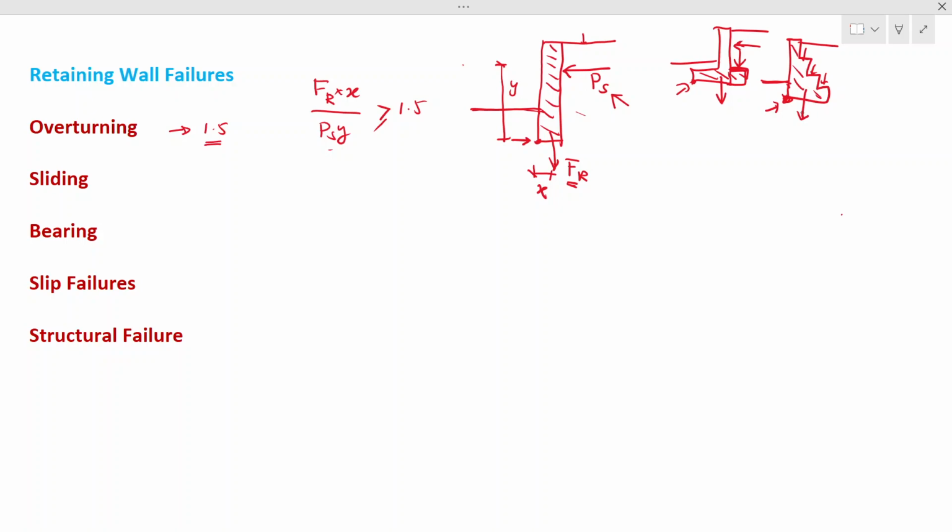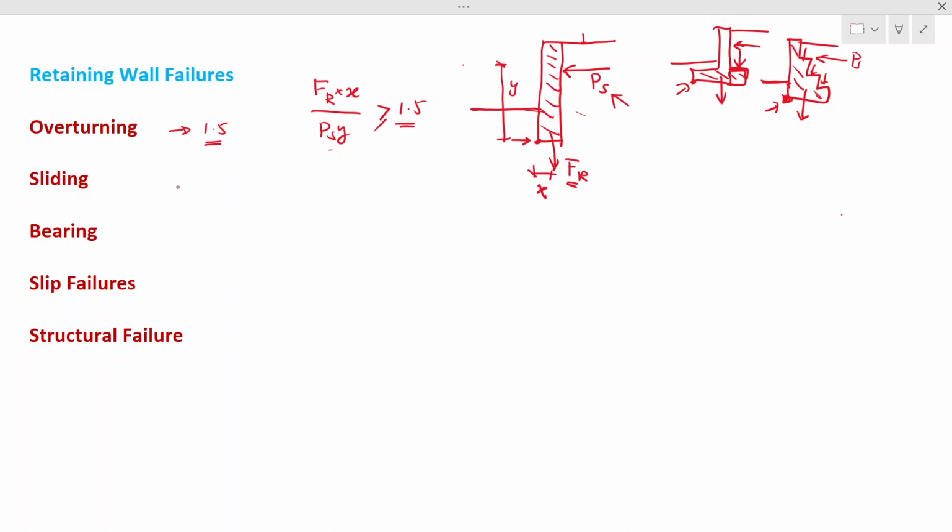In addition to this weight, these soil weights also make it stable. Though you have a soil pressure here, these additional weights make it stable. Those are the things that make the retaining wall stable, but more importantly, you have to make sure this factor of safety is greater than 1.5.